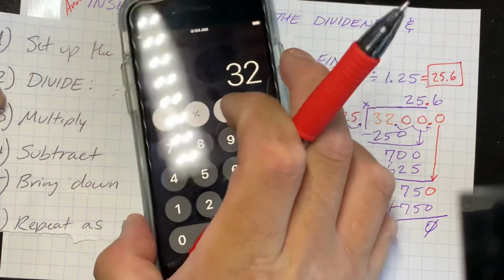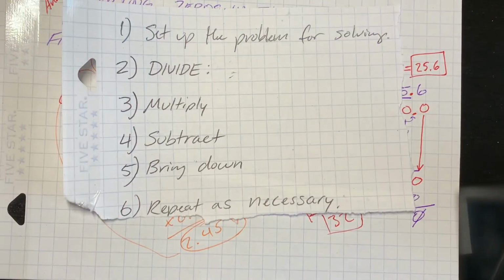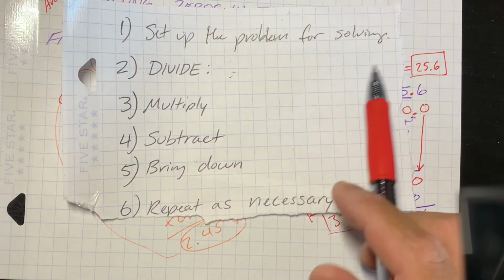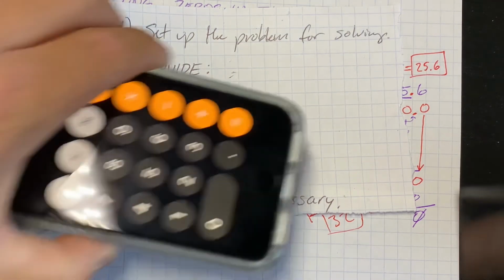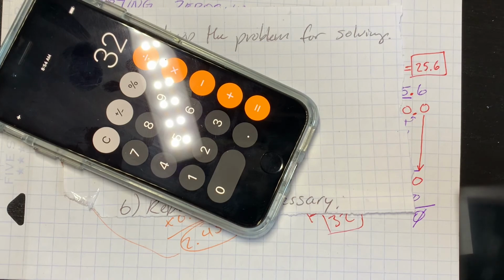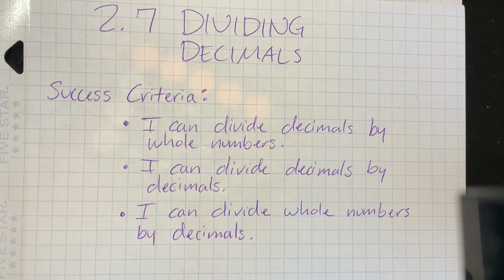Okay. So good job, ladies and gents. Remember, if you follow the division process, you can divide literally anything. You can divide whole numbers by decimals, you can divide decimals by whole numbers, and you can divide decimals by decimals and whole numbers by whole numbers. So set up the problem for solving, divide, multiply, subtract, bring it down, repeat as necessary, and if you need to, use a calculator, but please show your work. And again, our success criteria for 2.7 dividing decimals is that by now you should be able to divide decimals by whole numbers. You should also be able to divide decimals by decimals and divide whole numbers by decimals.